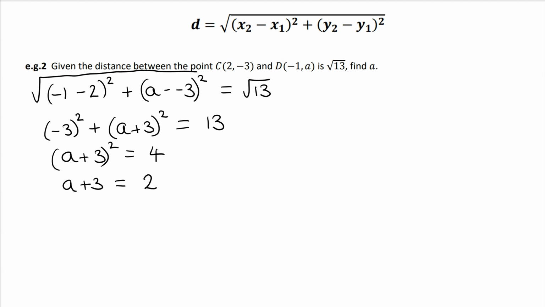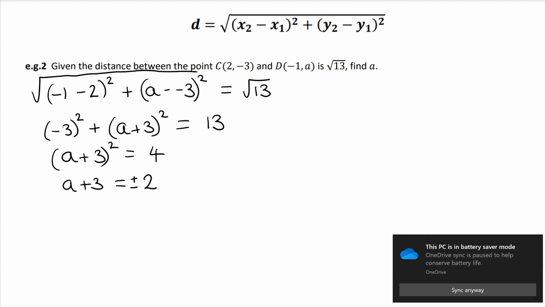On the right hand side, now it might be tempting just to leave it as 2, but when you square root a number, you get a positive and a negative solution. It's really important this, otherwise we're going to miss a solution.